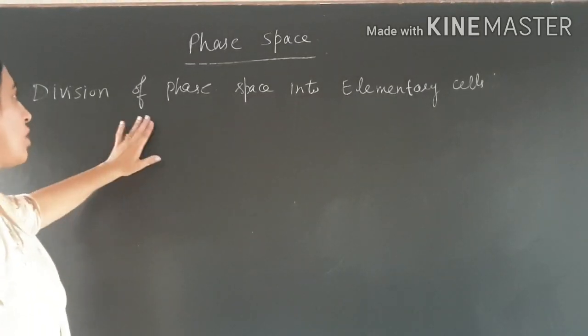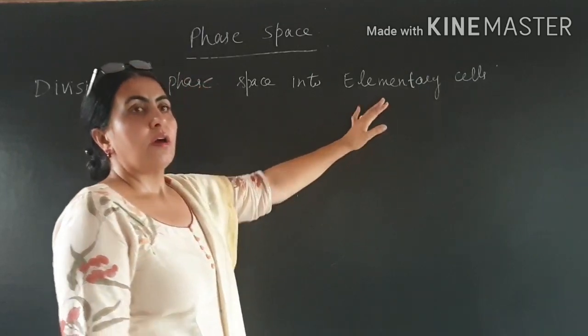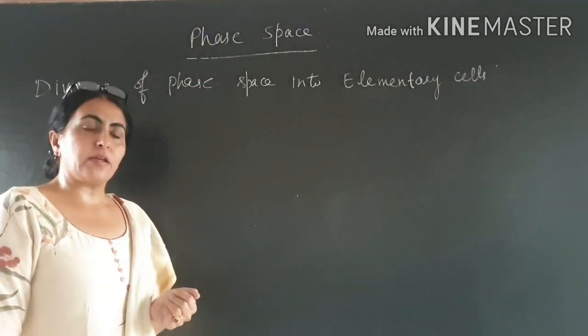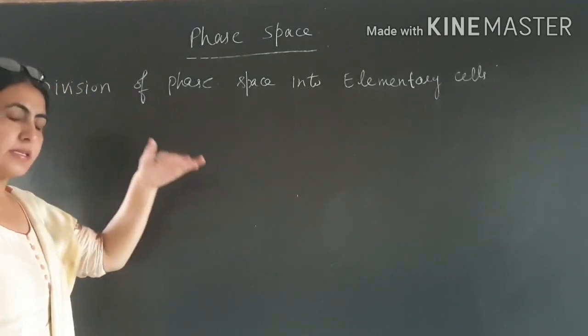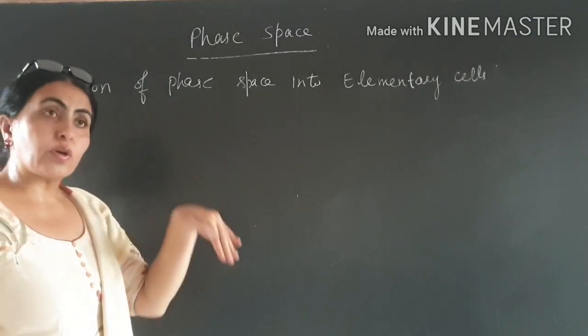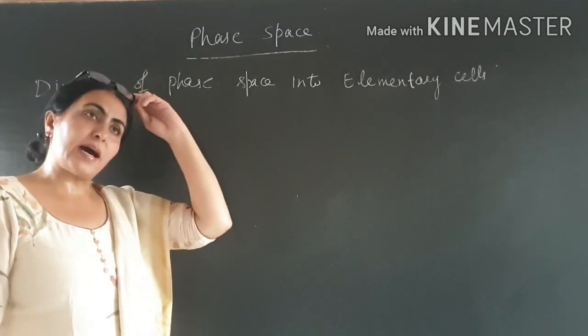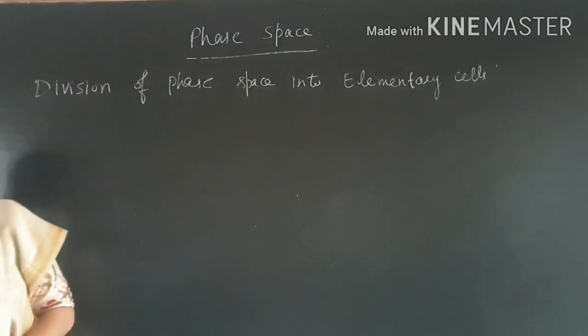Then comes the division of phase space into elementary cells. This means we want to find out the number of elementary cells. For this, first of all, the volume of the phase space is divided into compartments, and these compartments are then divided into cells.